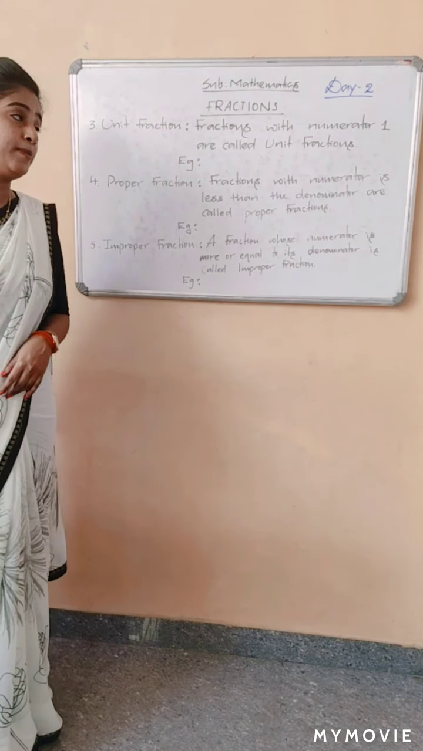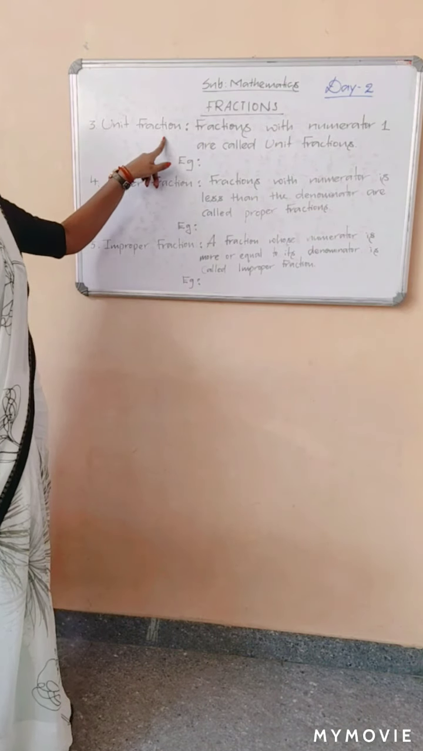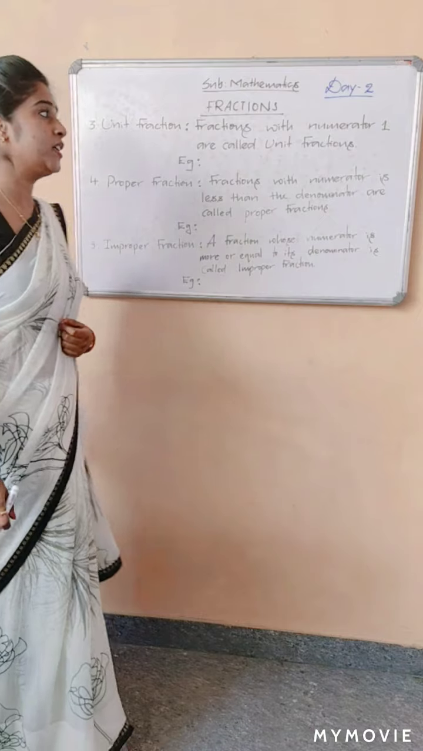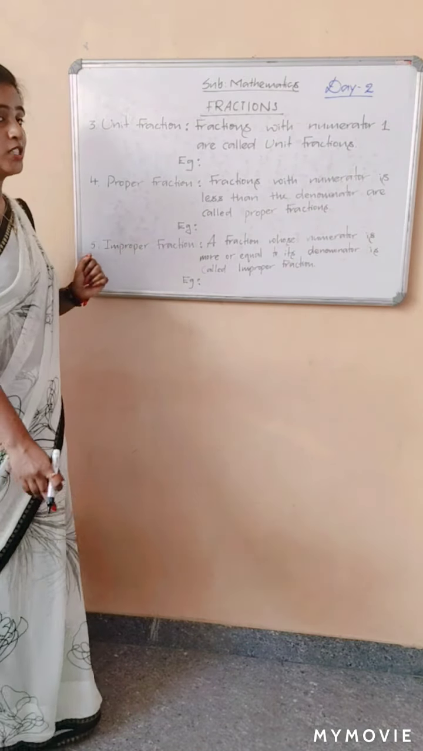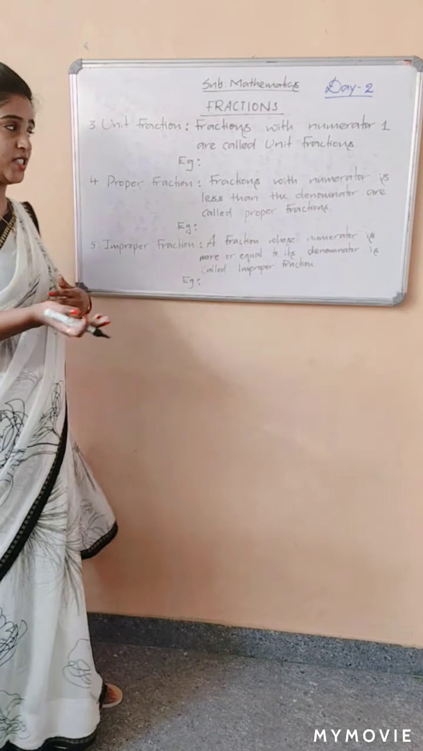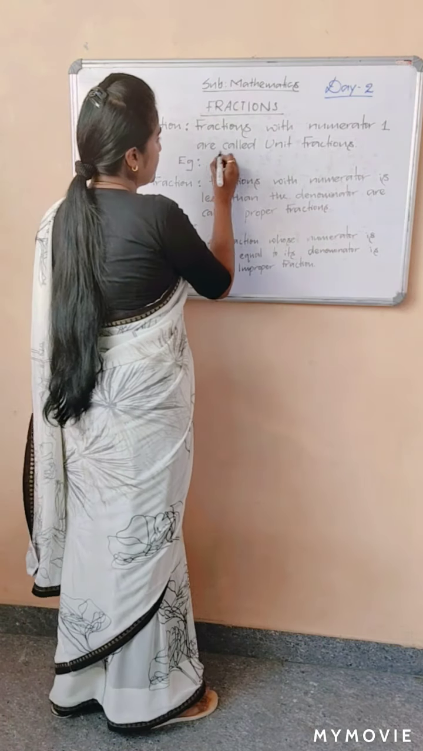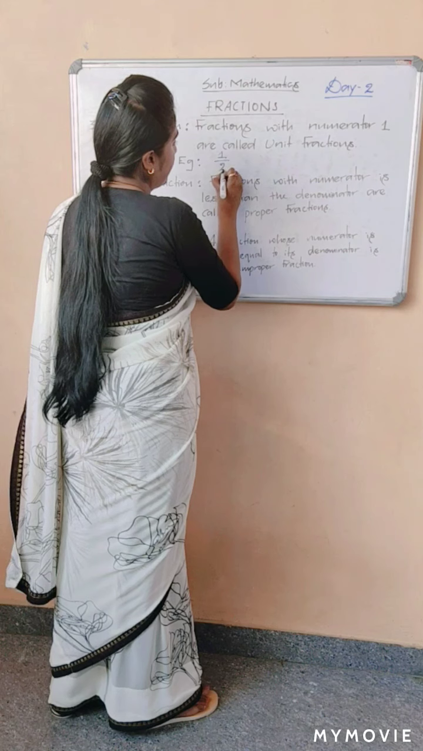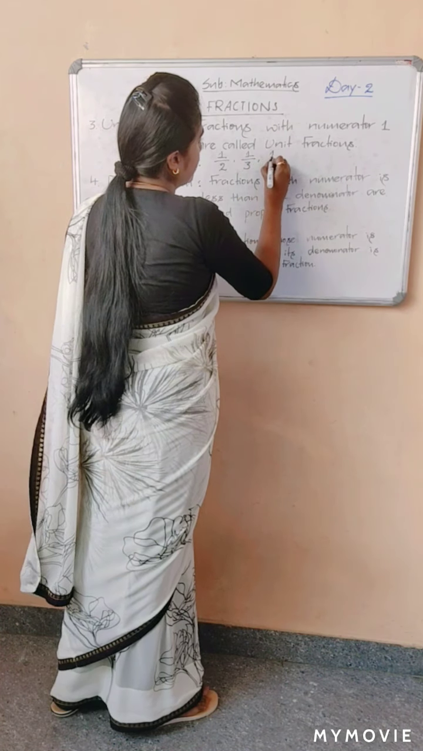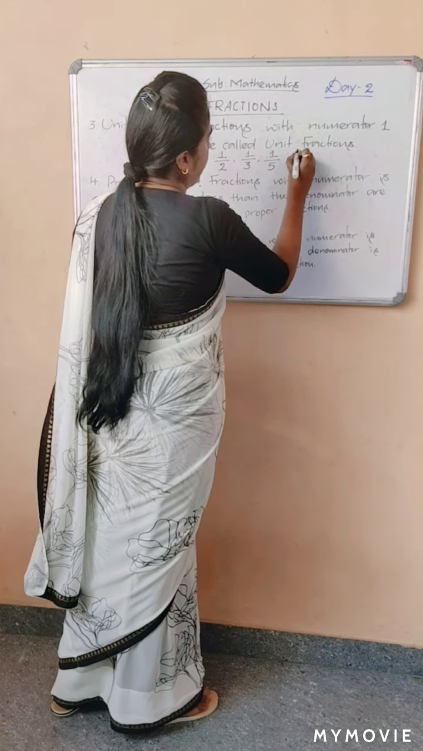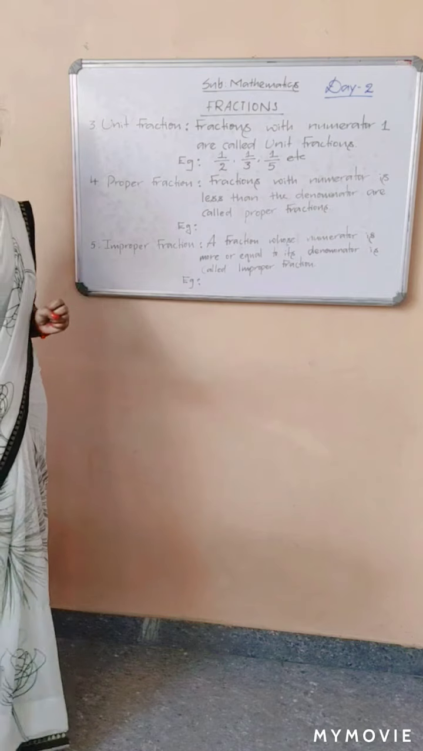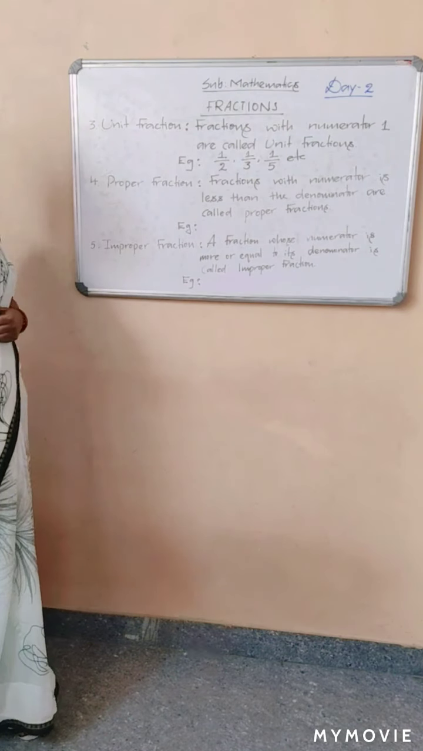The next type of fraction is unit fractions. Fractions with numerator 1, those fractions are said to be what? Unit fractions. Suppose a fraction has a numerator 1, then those fractions are said to be unit fractions. That is 1 by 2, 1 by 3, 1 by 5, etc. So here the numerator should be equal to 1. Then the fractions are said to be unit fractions.